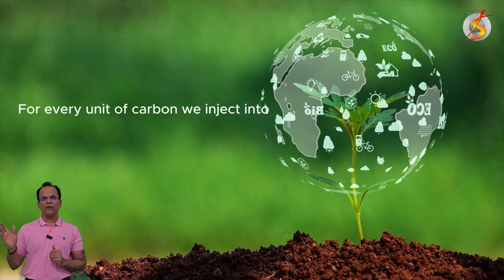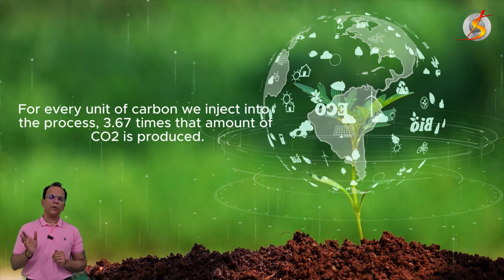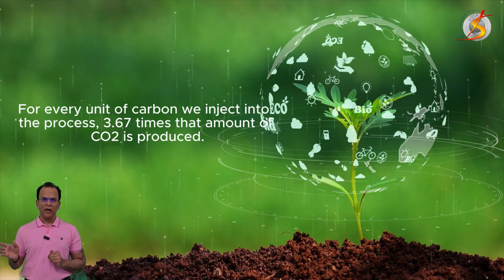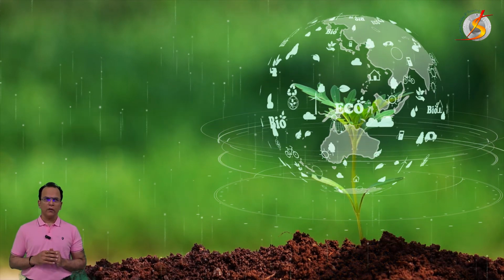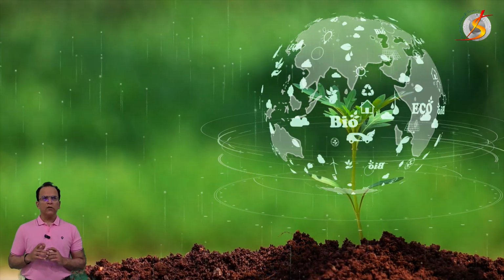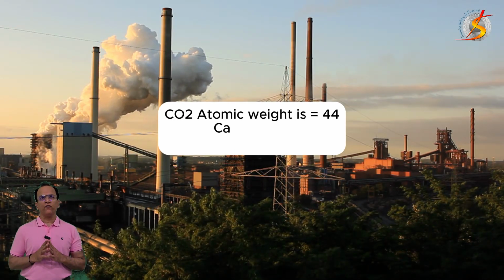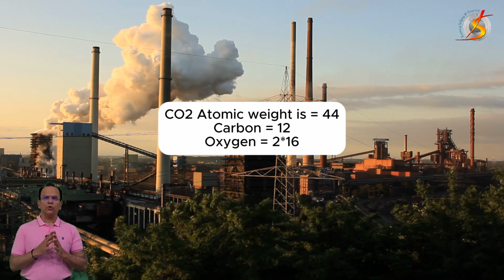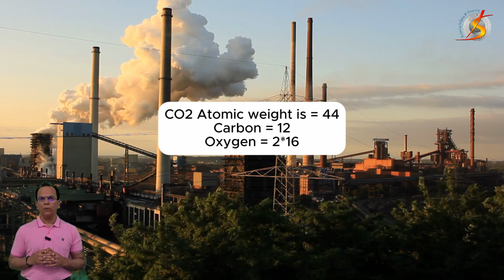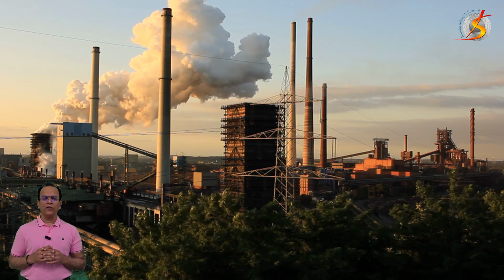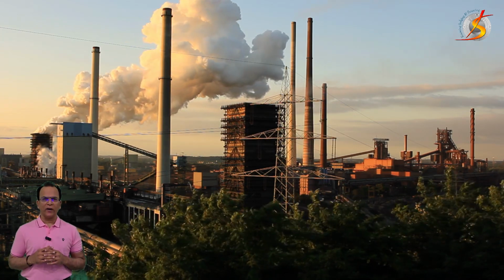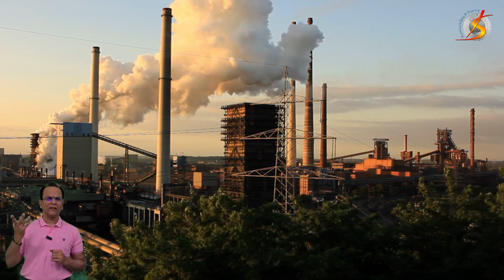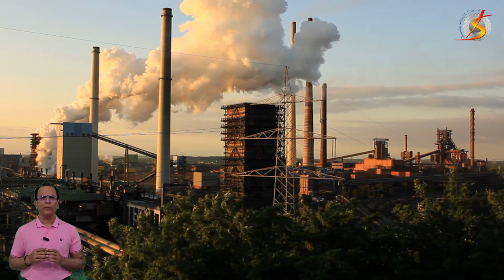For every unit of carbon we inject into the process, approximately 3.67 times that amount of CO2 is produced. How? The CO2 molecular weight is 44: carbon is 12, oxygen is 16 into 2, so the total comes out to 44, and it is produced by 12 units of carbon. So 1 unit of carbon will produce 3.66, and as a thumb rule we can say 3.67.